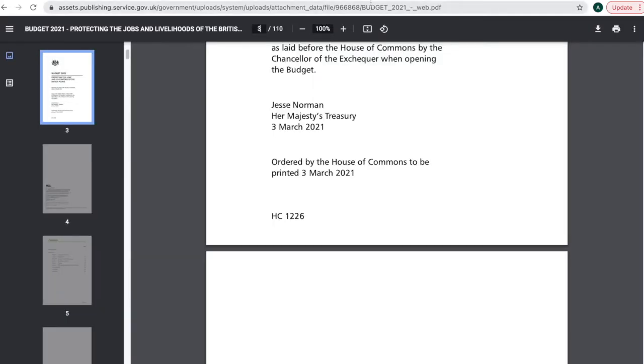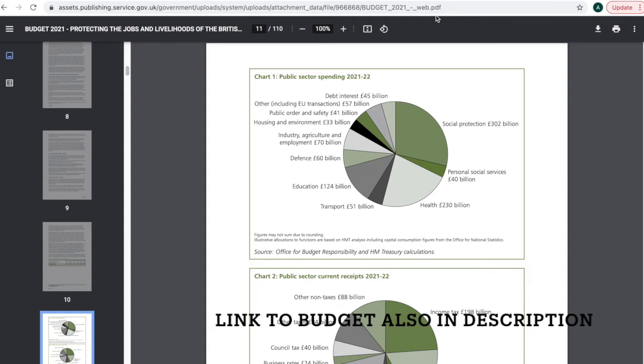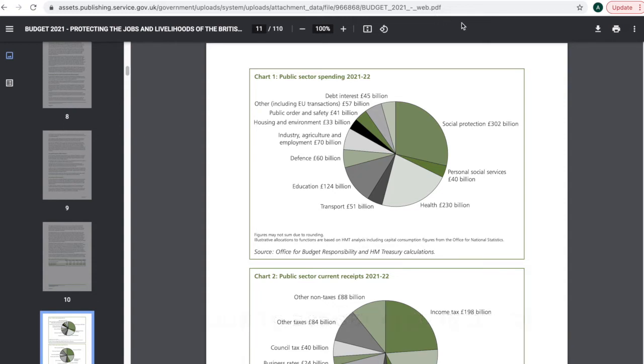The page we are actually interested in is page 11. This is a chart of public sector spending for 2021 to 2022. As we can see, it's broken down into all the various different aspects. If we quickly go over the sectors, we can see social protection is at 302 billion, personal social services 40 billion, health or the NHS is 330 billion, transport 51 billion.